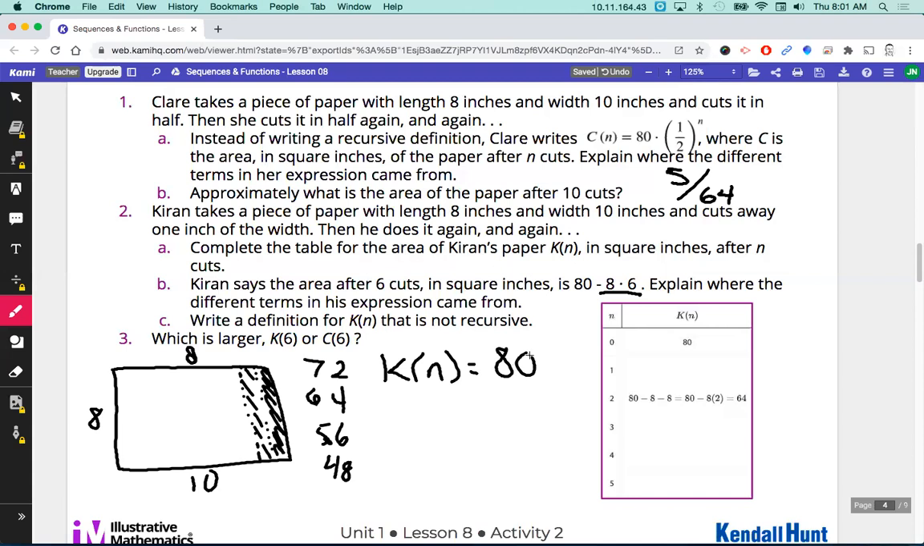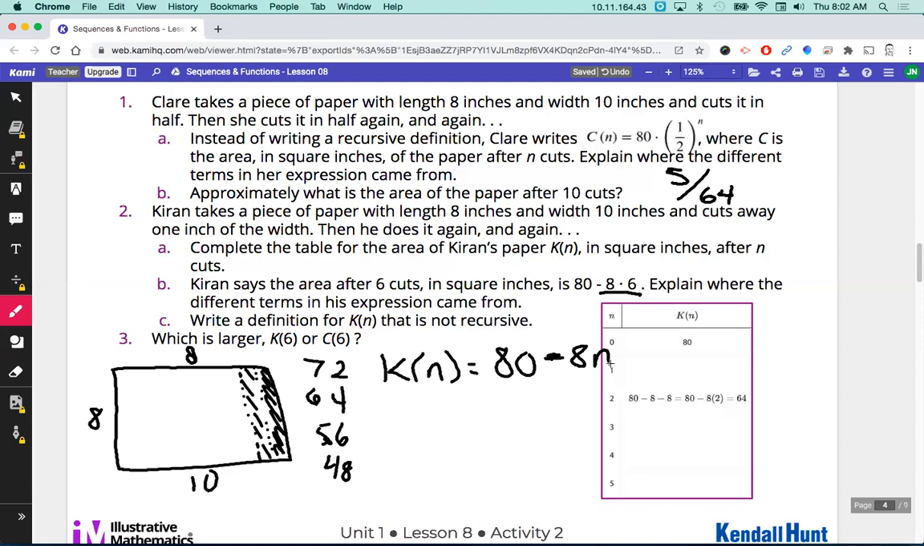So we start with 80 and we're going to subtract. We're subtracting 8 each time. So we have minus 8 times n. So if I want to know what the area is after 2 cuts, I can plug 2 in for n. 80 minus 8 times 2, which is 16. We will get our 64.